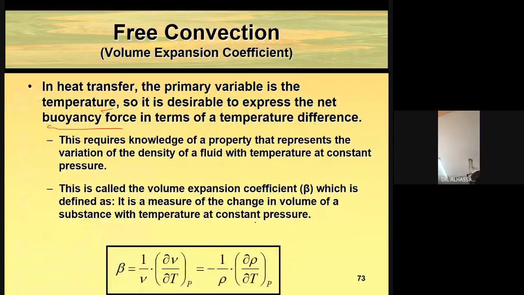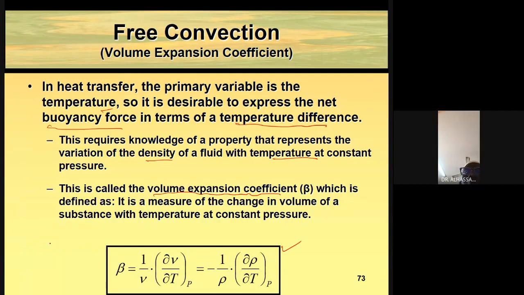You understand? So now we have the buoyancy force in terms of the temperature. So the buoyancy force is directly connected to temperature difference. This requires knowledge of the property that represents the variation of the density of a fluid with temperature at constant pressure. So the volume expansivity, or expansion coefficient, is defined as a measure of the change in volume of a substance with temperature at constant pressure. This is the main parameter that influences the behavior of the fluid in natural convection.